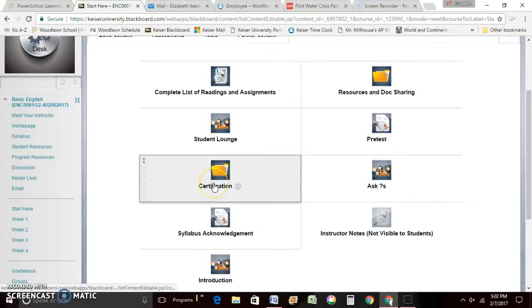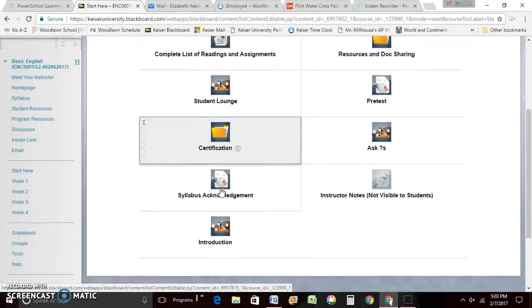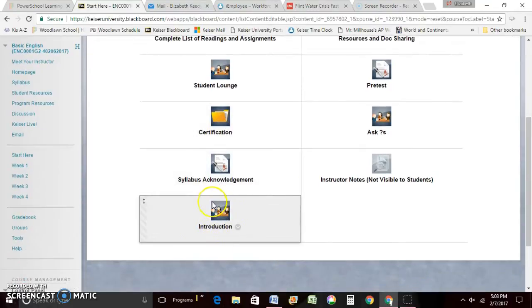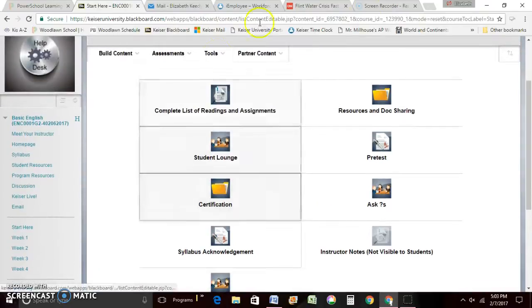And then if you go into the certification, syllabus acknowledgement, this is where you're going to cover some of the beginning of the term paperwork. And then we ask everyone to do an introduction. The introduction is just to sort of give us an idea as to who you are as we begin working together for the next month. So these are the very first pieces that you need to check out.